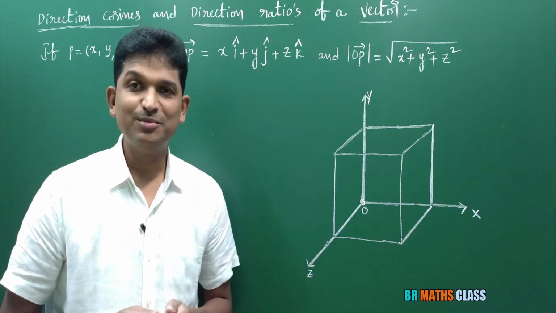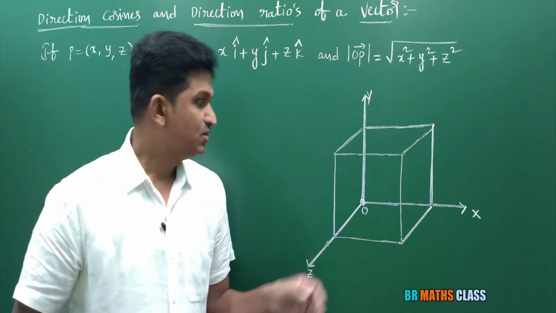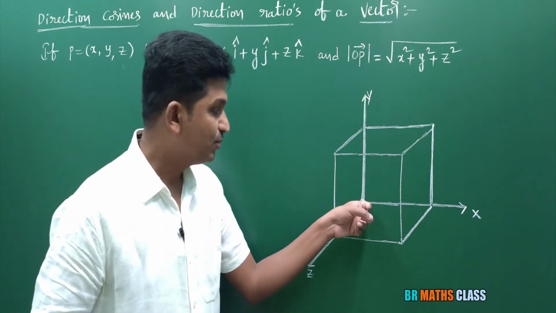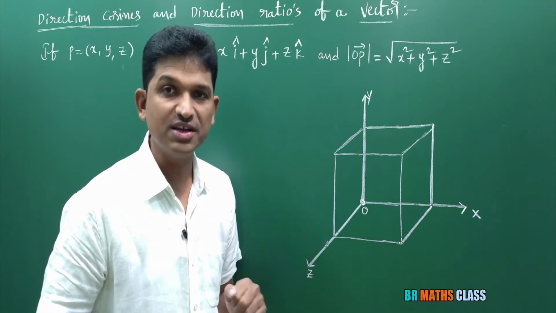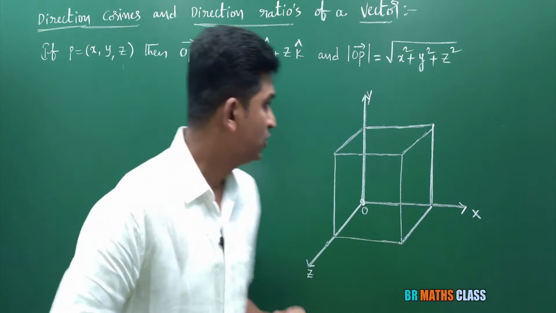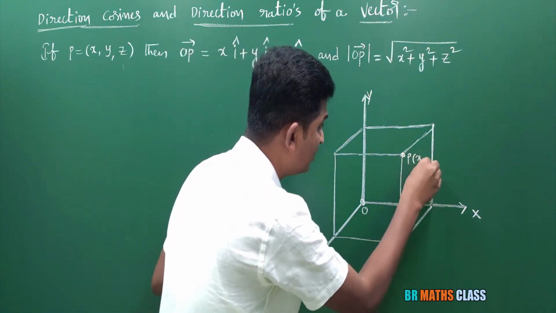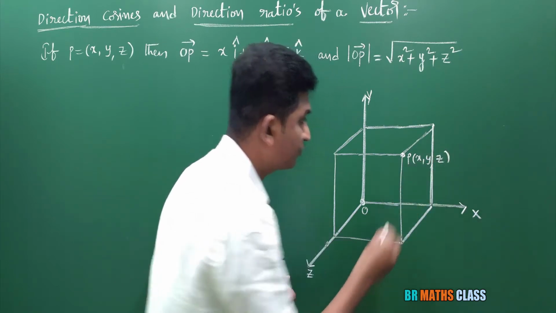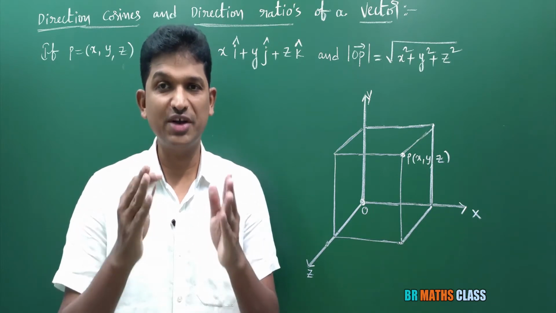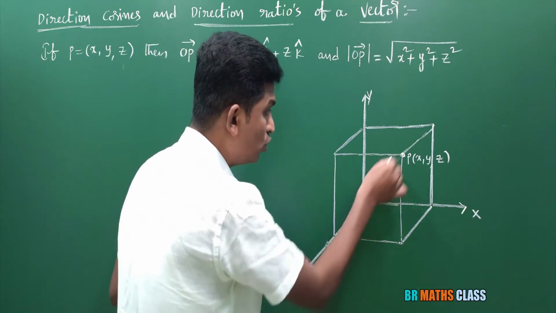You observe this diagram. To explain this, I consider a three-dimensional geometrical figure. You see, this is x-axis, this is y-axis, this is z-axis, and the point of intersection of these three is origin. Now I will consider a point P in space. You observe, this is the point P in space. Here, P is x comma y comma z. I am trying to find direction cosines of a vector OP bar. Where is OP bar? You observe, this is OP bar.